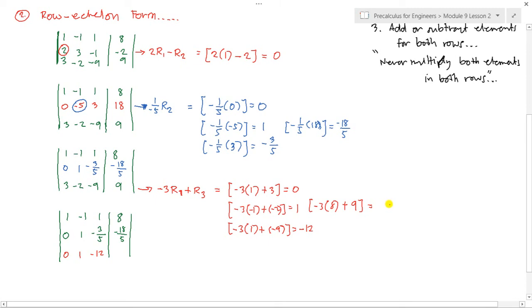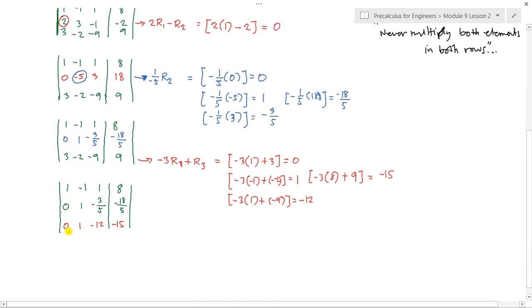How much is the answer? Negative? Okay, negative 15. So this is negative 15. Therefore, it is negative 15 now. So this is achieved. It's 0 now.